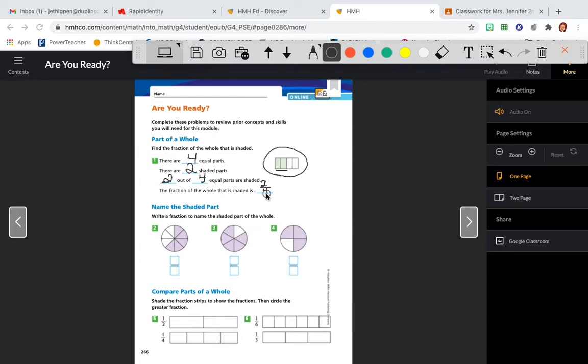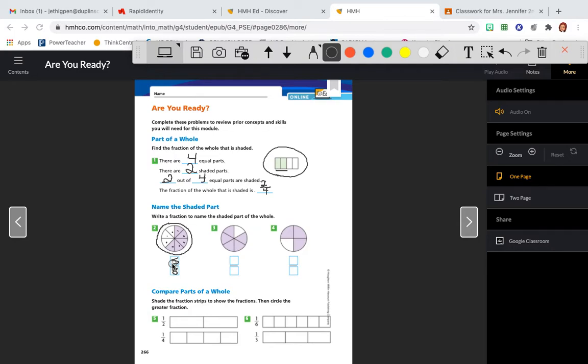Name the shaded part. Write a fraction to name the shaded part of the whole. So this is our whole shape. We want to create a fraction that shows the part that is shaded. All right, so let's first look at how many equal parts we have in the whole shape. We have 1, 2, 3, 4, 5, 6, 7, 8. So 8 is going to be the bottom number in our fraction. We'll talk about what those numbers are soon. And then how many parts are shaded? 1, 2, 3, 4, 5. So the way that you would read that fraction is 5/8.